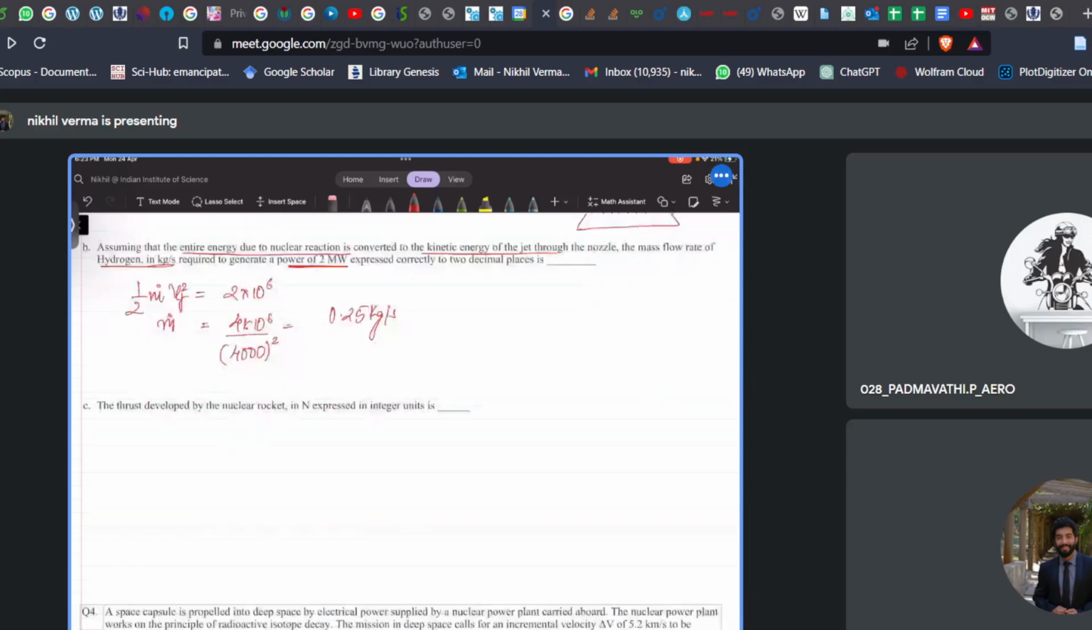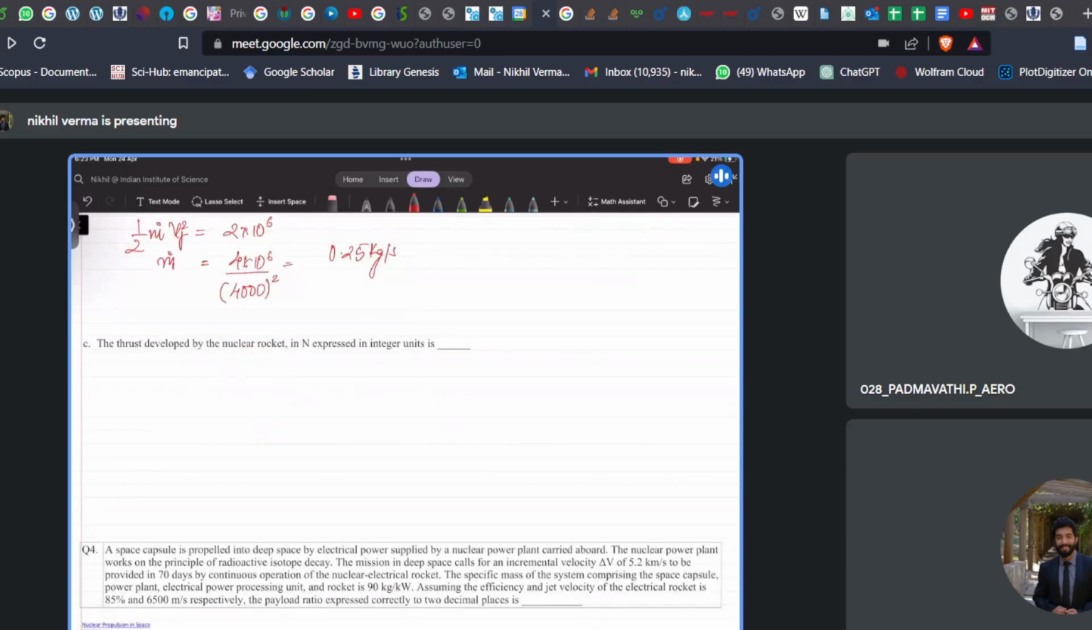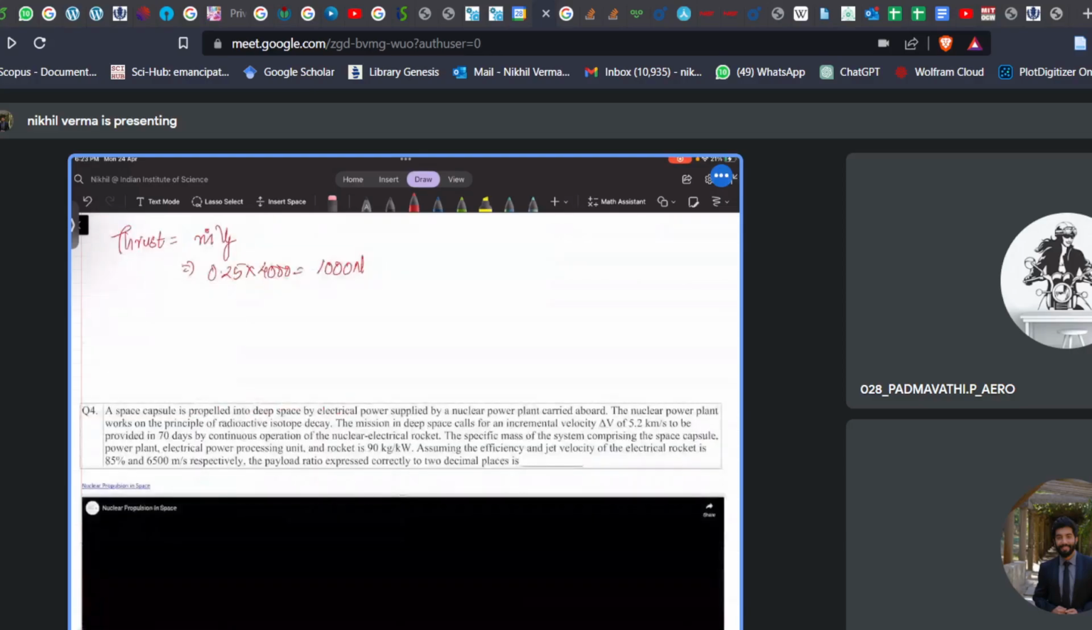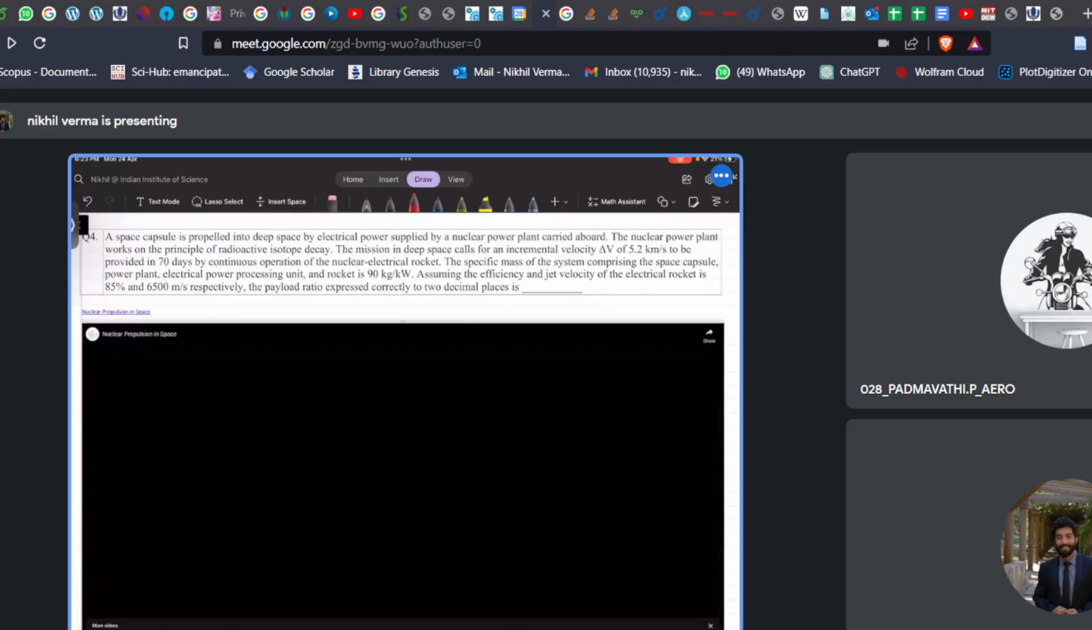Okay, so now we have to calculate what is the thrust that is developed, which will be equal to m dot into Vj, which is equal to 1000 newtons. Okay, so again we have another problem on electric propulsion.